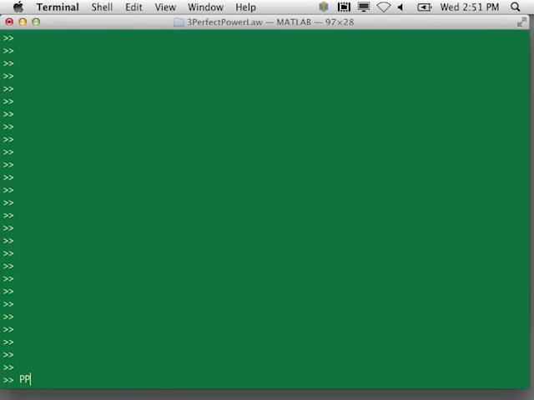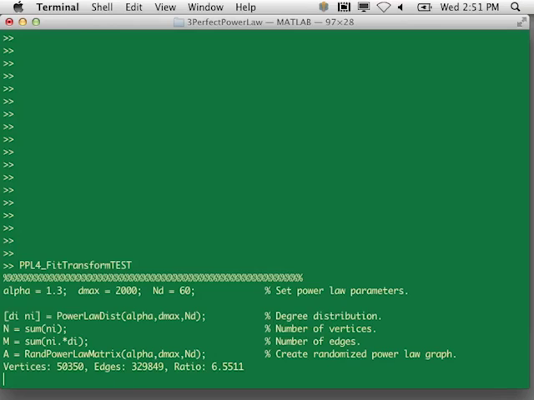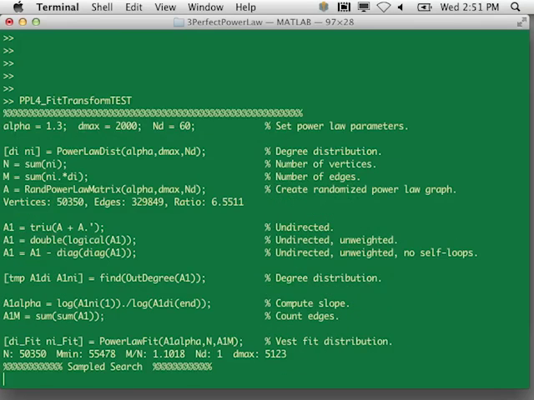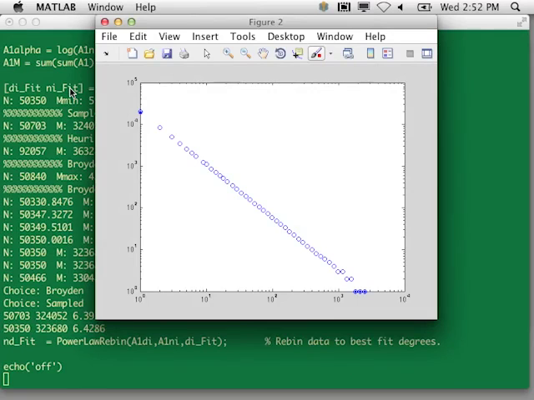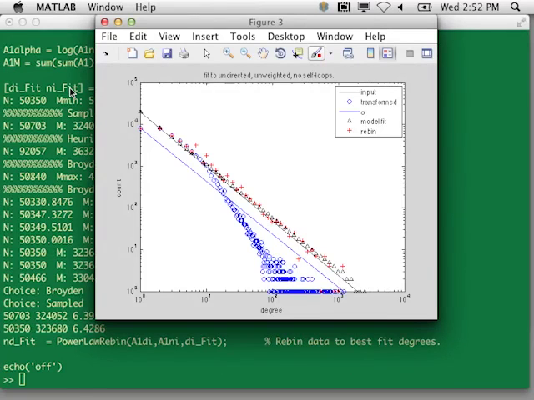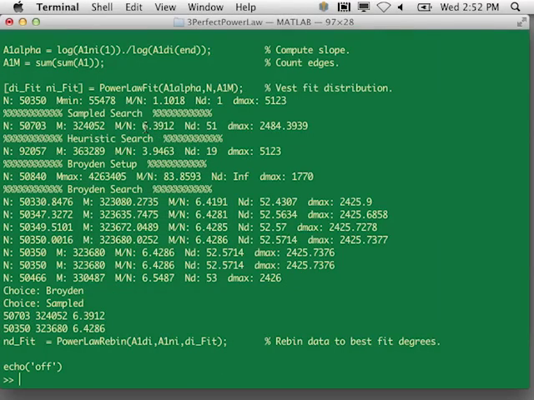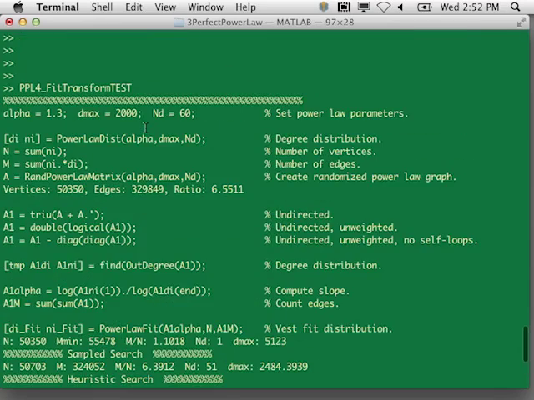And our final demo. Alrighty. So now what we're doing is power law fitting. We have the routines for doing that. Again, here's our distribution. It's a power law of 1.3. We've set Vmax to be 2,000 and about 60-ish bins. We create our power law distribution. It has 50,000 vertices and 329,000 edges, so the same as the one we did before.